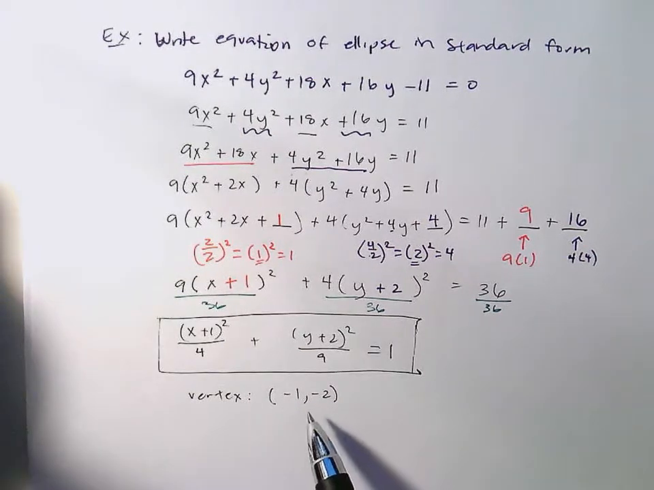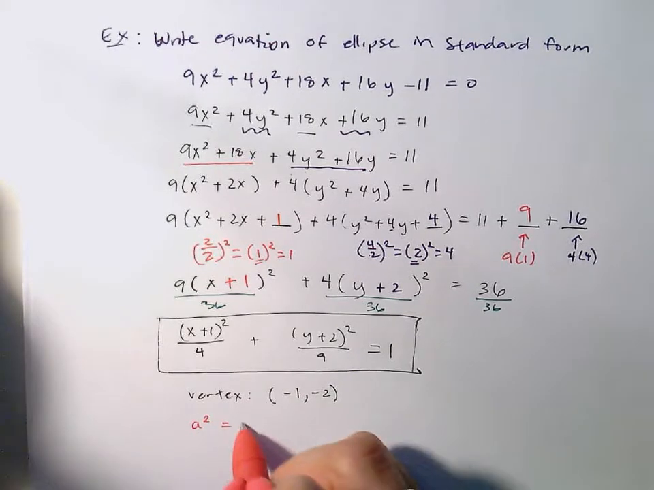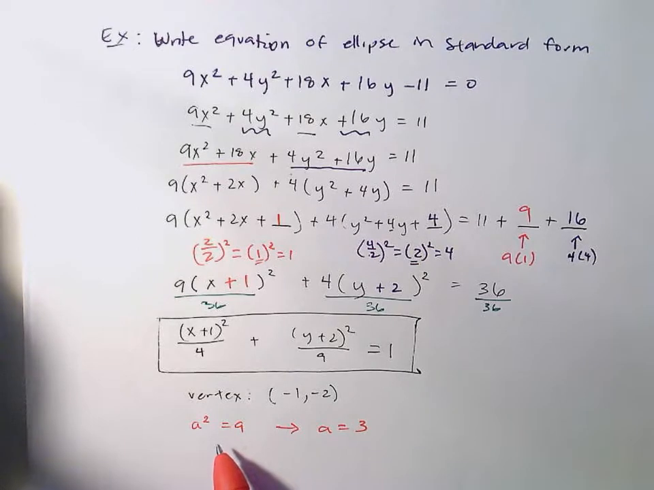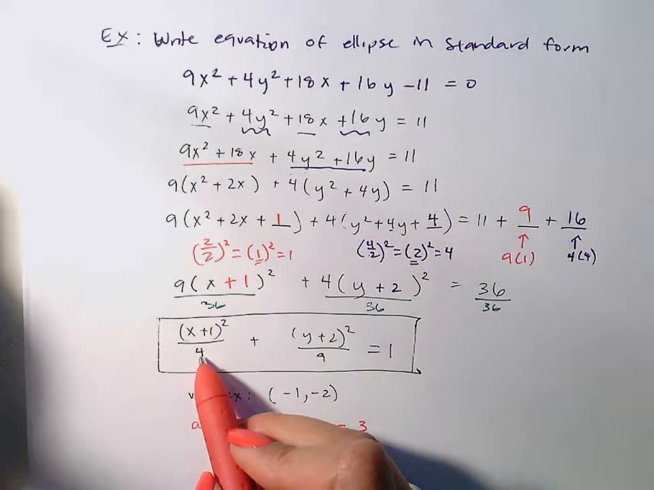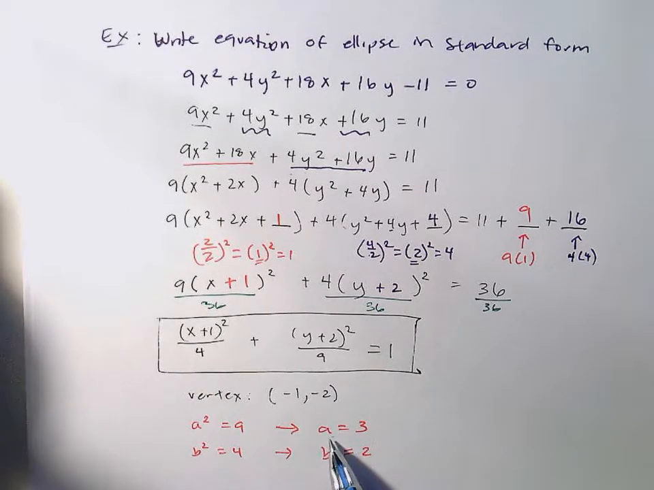Vertex is -1, -2. So in this case, the one that's a bigger number is a 9. So that means that a squared is equal to 9. So if a squared is equal to 9, this means that a is equal to 3. Take the square root. And because a represents a distance, we're going to just take the positive square root. And then b squared is going to be the smaller denominator. Smaller denominator is 4, so b squared is equal to 4. So that means that b is equal to 2. Again, b is a distance. So a is a distance between the center and a point on the major axis.